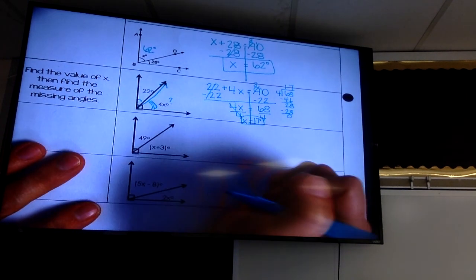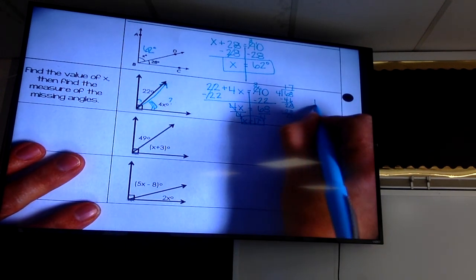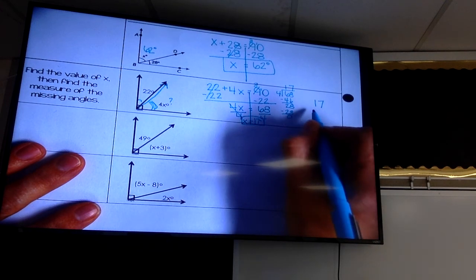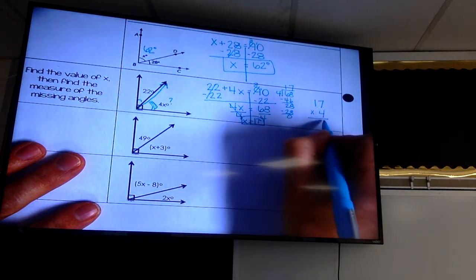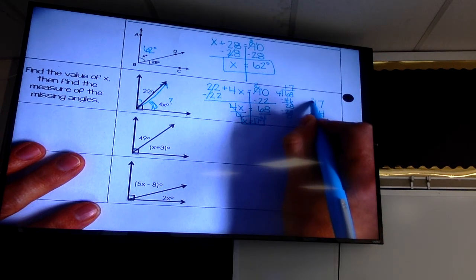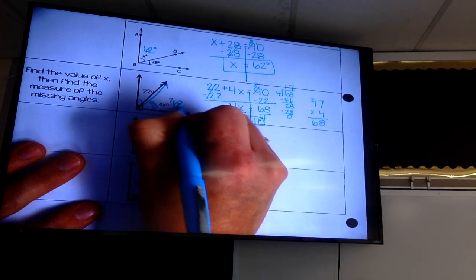So we want to know what the measure of this is right here. Okay, so I will say, if x is 17 and it says 4x, that means I need to multiply 17 times 4. And you're actually going to get the answer right here. Before you did your division, you had 68. So I know this is a 68 degree angle.